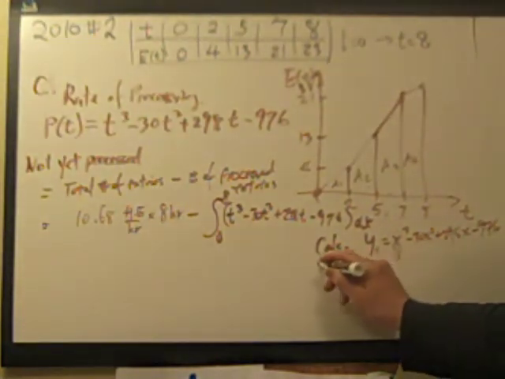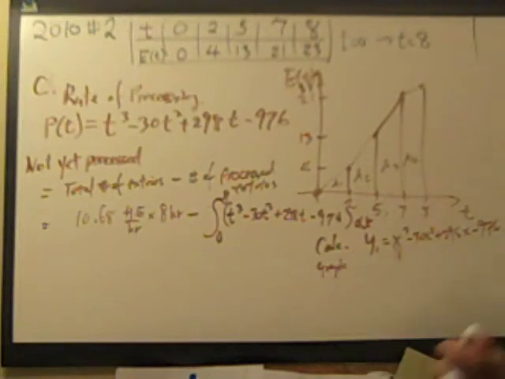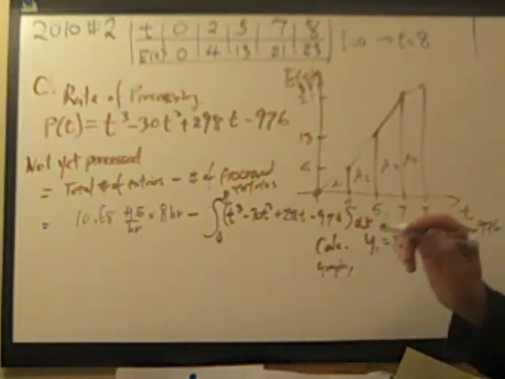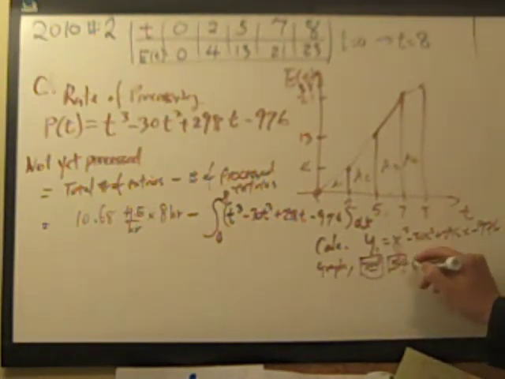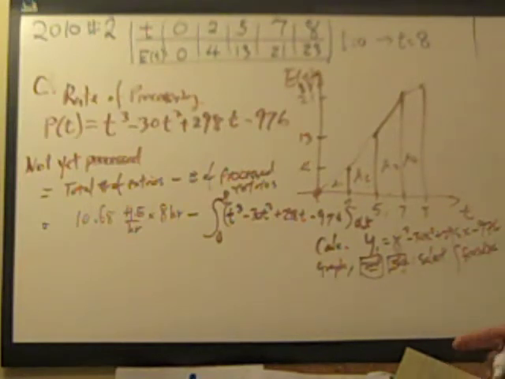And what you can do is you can graph it. Make sure you have the right domain and everything, so you can see the whole graph. And then you can go to second, trace, and then you can select the function for getting the definite integral.